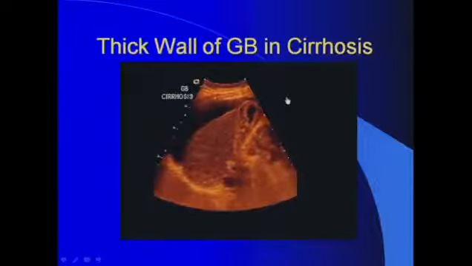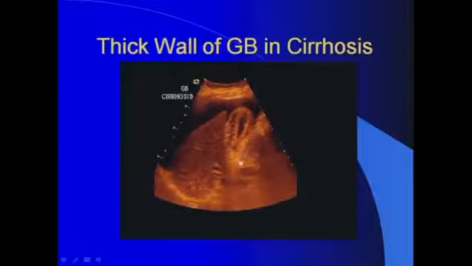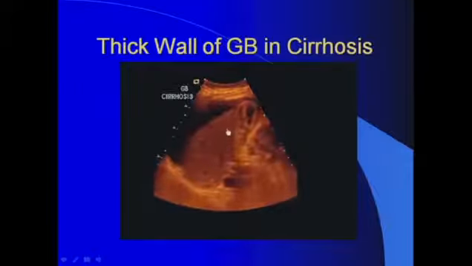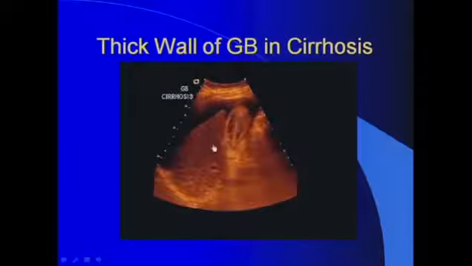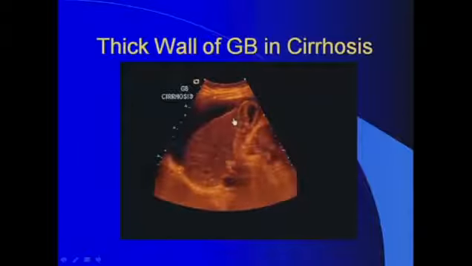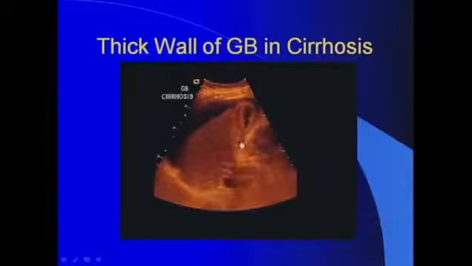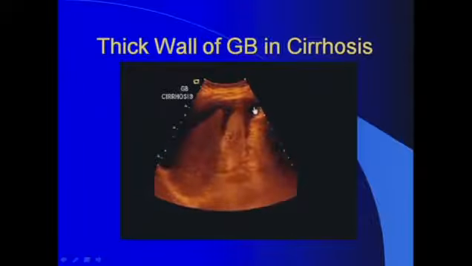Now, another patient with cirrhosis. As you can see here, there's cirrhotic liver morphology, there is ascites surrounding the liver, and you can look at the gallbladder. The patient is breathing, and you can see a significant thickening in the wall of the gallbladder.